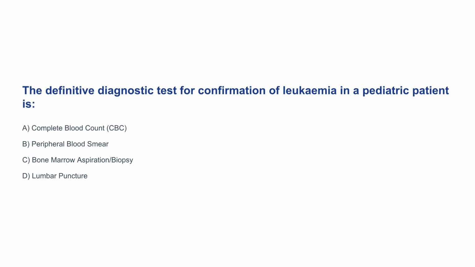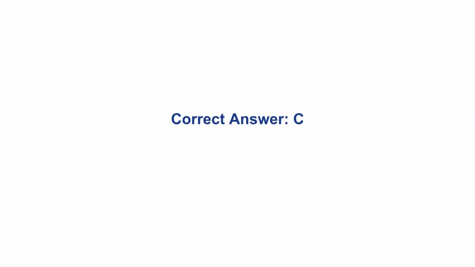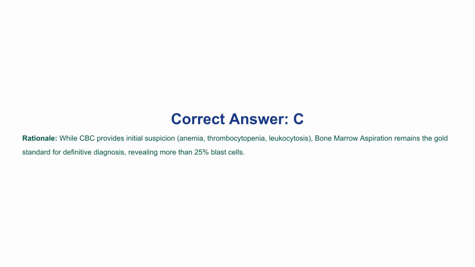Next question. The definitive diagnostic test for confirmation of leukemia in a pediatric patient is which of the following? The correct answer is C. Bone marrow aspiration or biopsy is the gold standard for definitive diagnosis, as it reveals more than 25% blast cells. CBC provides initial suspicion only.